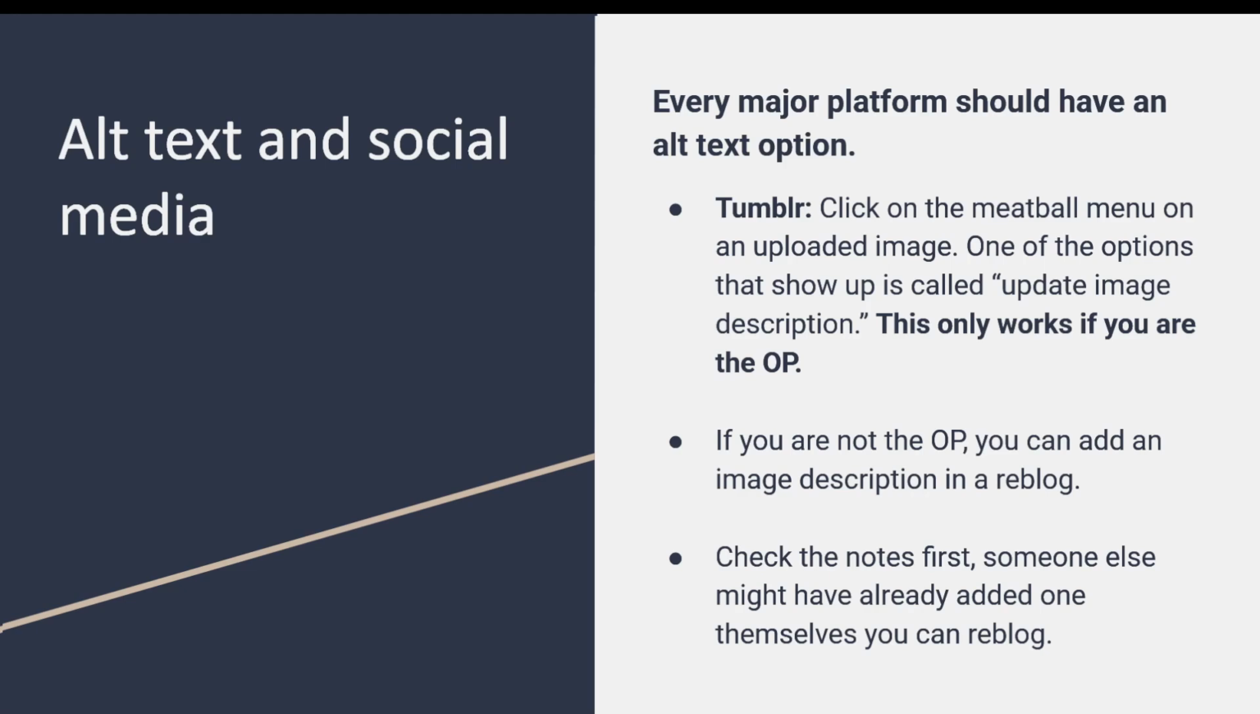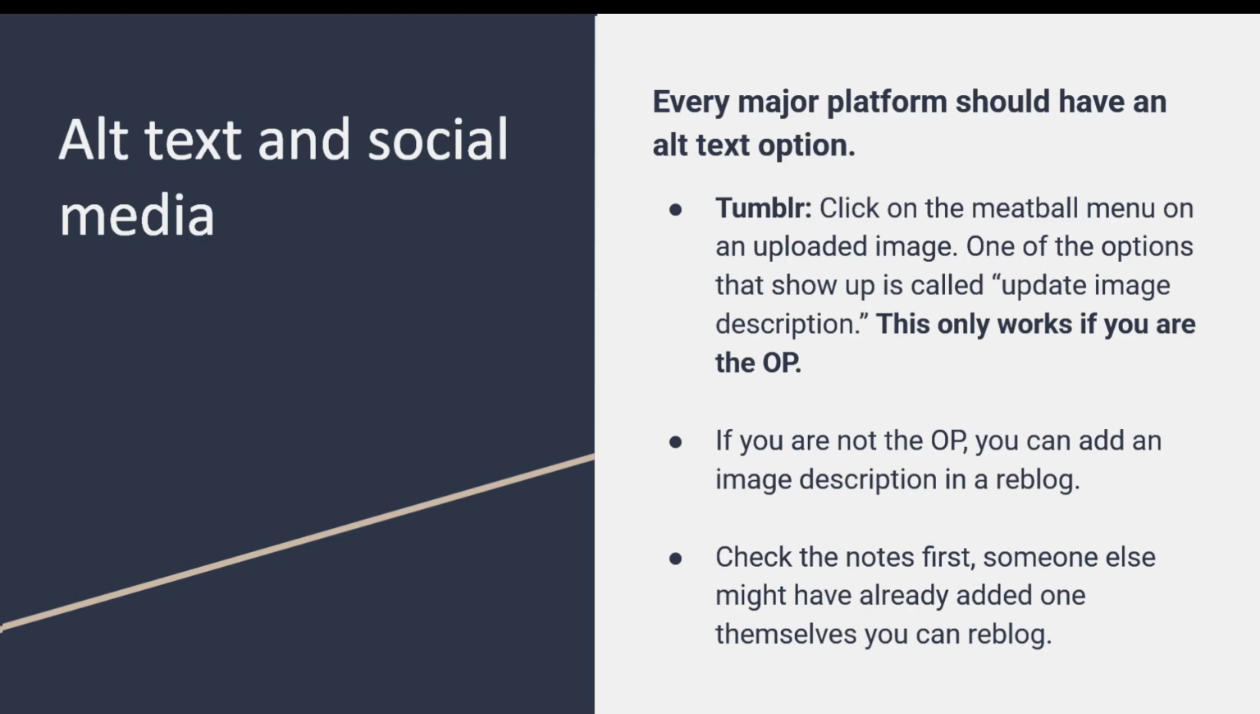Once you click on that, one of the options in the dropdown will be to update image description. If done correctly, when you post your image to your blog, there will be a tiny square on the bottom left that says alt. And if a user clicks on that, they'll be able to read your alt text. Because it's easy for everyone to tell if an image has alt text on Tumblr, something you might have seen users doing is putting image descriptions in their blogs for posts.